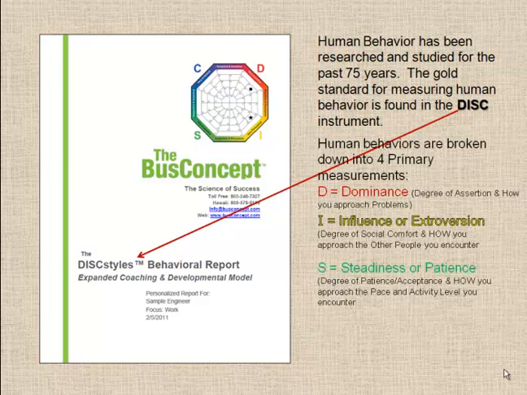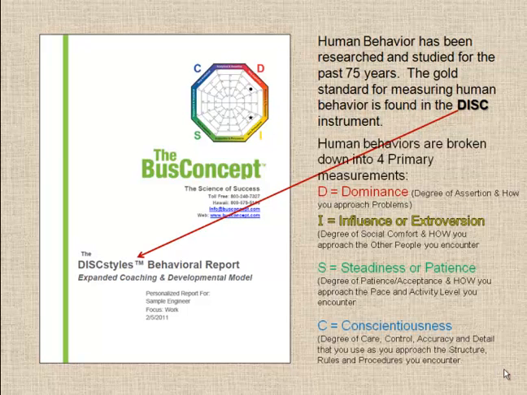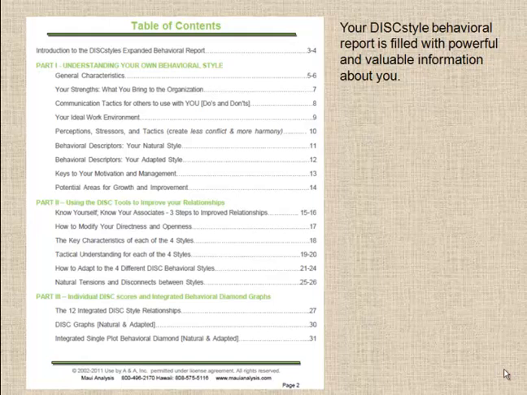And that can be from somebody who's very patient on one end, to somebody who's very urgent on the other end. And finally, the C factor in the DISC acronym stands for conscientiousness or compliance. It's the degree of care, control, accuracy, and detail that you use as you approach the structure, the rules, and the procedures that you encounter in your day-to-day activity.